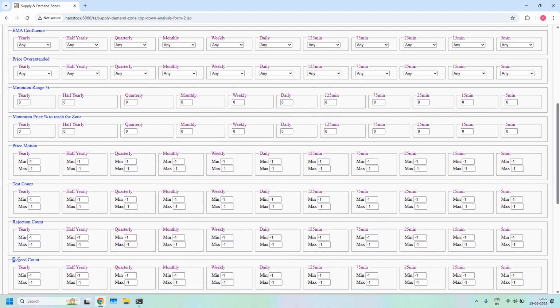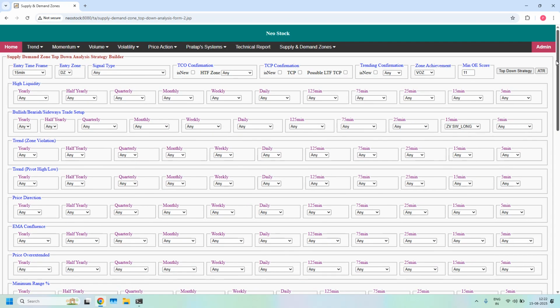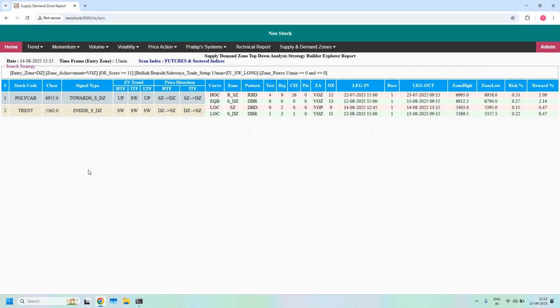So that's why in the pierced count parameter at the 15 minutes entry time frame, I am setting minimum value 0, maximum value 0, because this filter is applied on the 15 minutes demand zone. We will not be getting any pierced zones. Okay, by applying all the filters, we got two stocks. This is a sideways long trade setup for daily income trade. Entry time frame zones are 15 minutes demand zones.